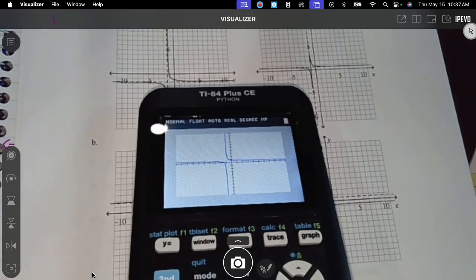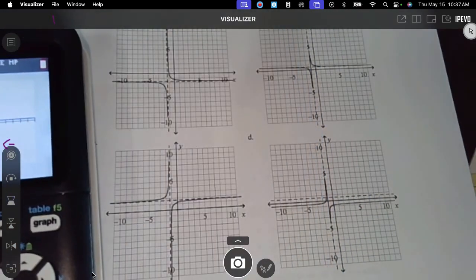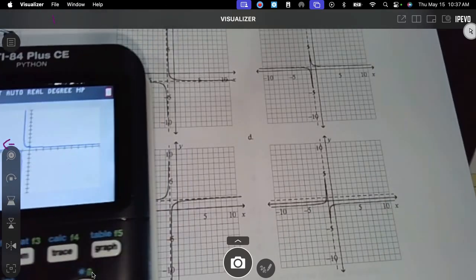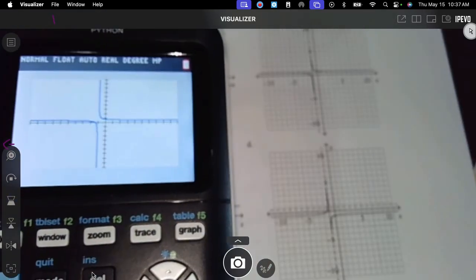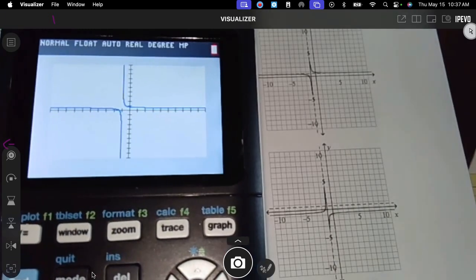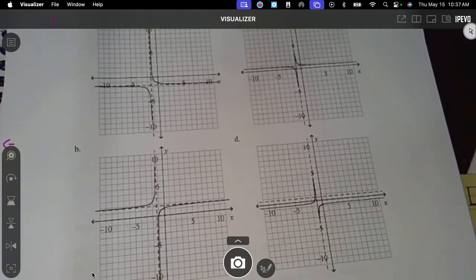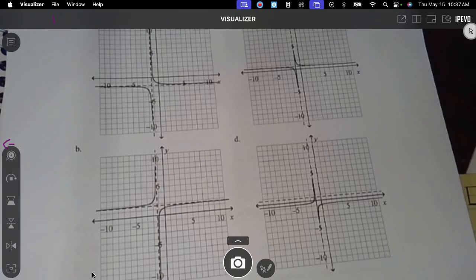Okay, y'all, which one matches this? C. Your answer is C. You just type it in correctly and you match it. Okay? But I do think I'm only doing one of those. Cool. Thank you.